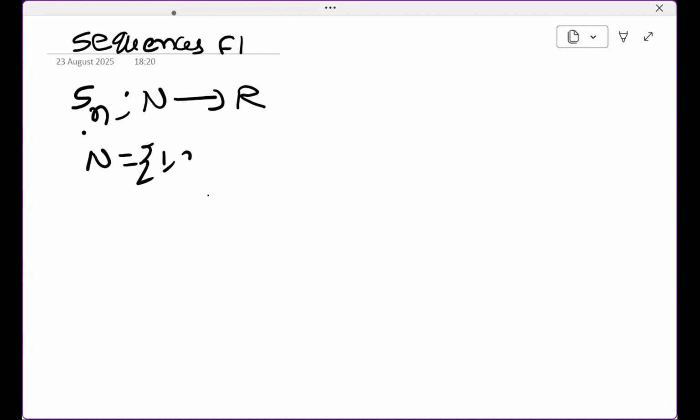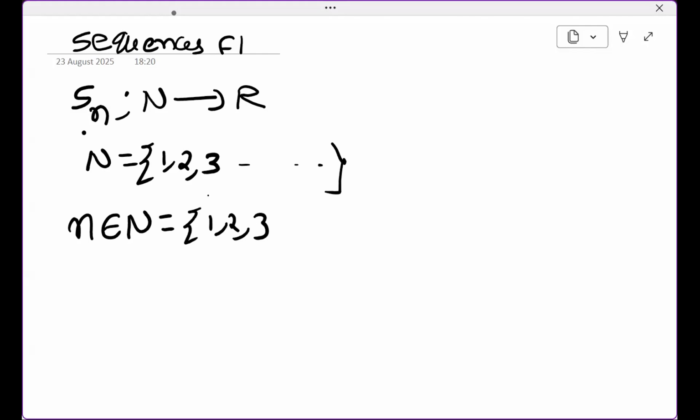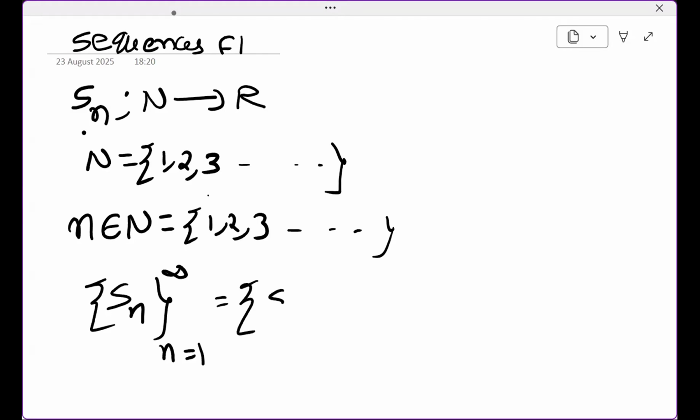So 1, 2, 3, and so on. This small n, the variable, belongs to the domain. So it is always defined for 1, 2, 3, and so on. So S1, S2, S3, and so on. This is the sequence. So a sequence is denoted like this, from 1 to infinity, which is nothing but S1, S2, and so on, Sn, and so on. There is no end in this. This is the required sequence.